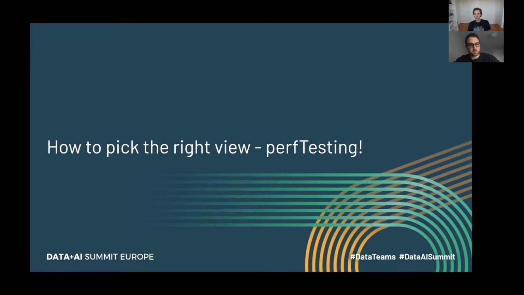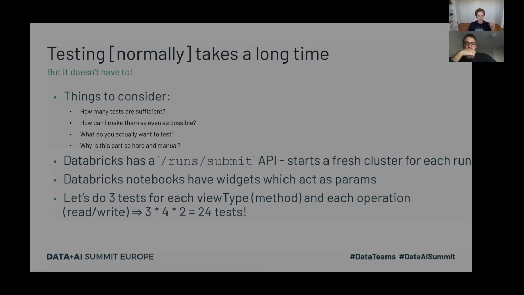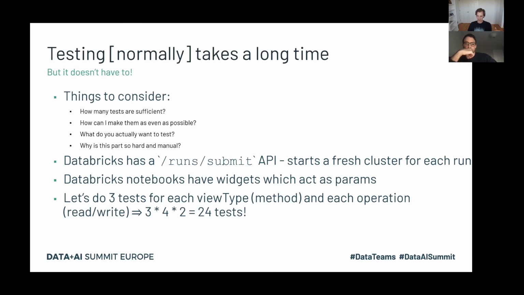All right, now that we have these 4 different methods, and I told you which ones we preferred, we had to come to some realization and rationality as to why it's the preferred way. To do that, we do some perf testing. Performance testing usually takes a long time, but it really doesn't have to. Some things you want to consider: how many tests are sufficient? How can I make them as even as possible? What do you actually want to test? And again, why is this so hard and so manual?